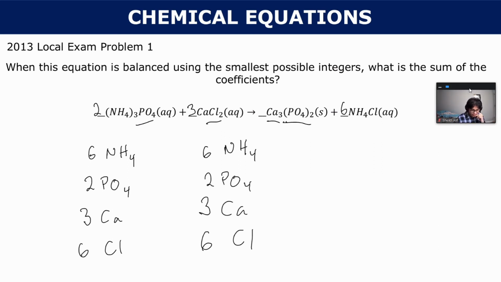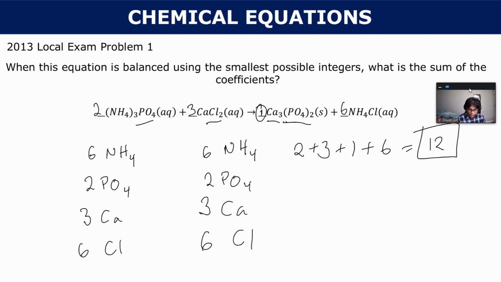But that's not what the question asks us. The question asks, what is the sum of the coefficients? So let's add up the coefficients. We have 2 plus 3. And when there's no coefficient here, like over here, you kind of just assume there's an imaginary 1 there. So we add the 1 and the 6, and some basic math tells us that's 12. That's the answer. 12 is the sum of the coefficients.